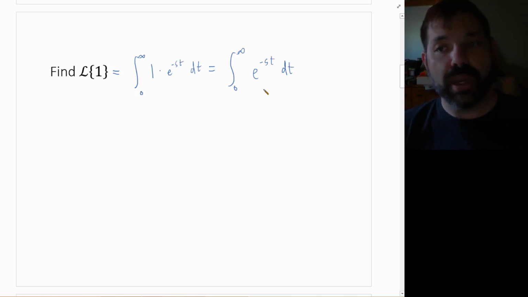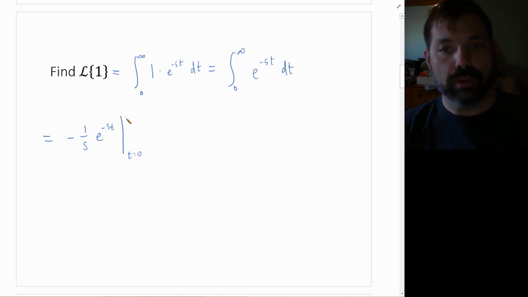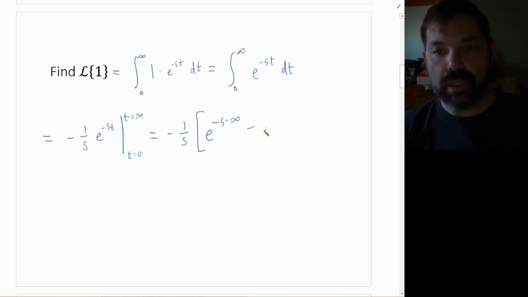Now remember, we're integrating with respect to t, so s is just a constant. If we use a simple substitution here, this is the same as negative 1 over s times e to the negative st from t equals 0 to t equals infinity. The negative 1 over s is a constant, and I would have e to the negative s times infinity minus e to the negative s times 0.